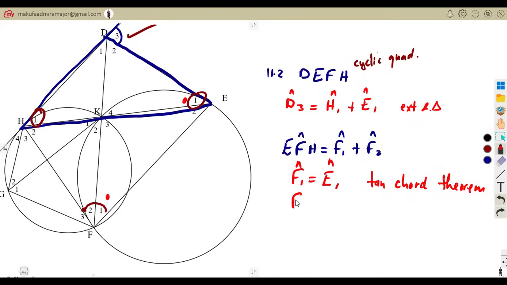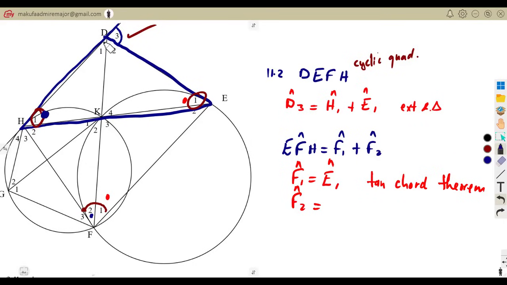Can we prove that? Because definitely we have proved that F1 and E1. So definitely, guys, what is remaining is F2 and what? And H1. So we have to prove that F2 and H1 are the same. Are these two the same? F2 and H1, are they the same?